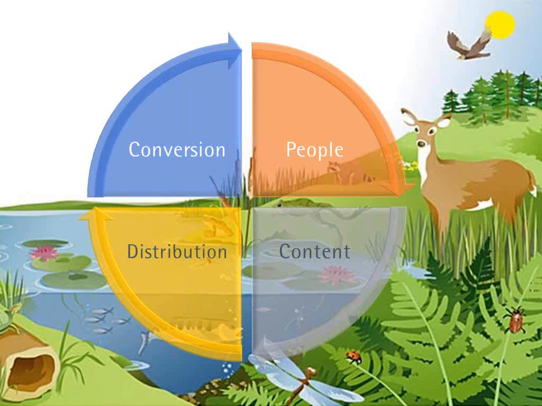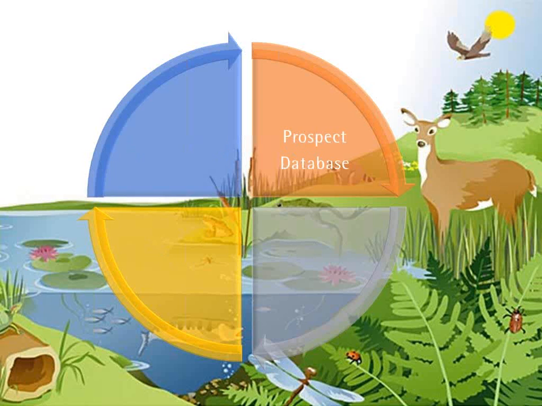There's really 4 ecosystem elements that we're going to break down a little bit further. Certainly there's people, and in this age of content marketing and thought leadership, the content that you're putting in front of those people is key. Then the distribution channels that you use and the conversion tactics in place. Today we're going to be focusing primarily on the people, or more directly, how those people are organized in your prospect database.